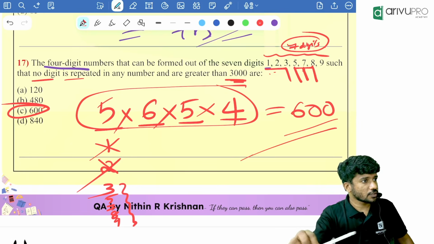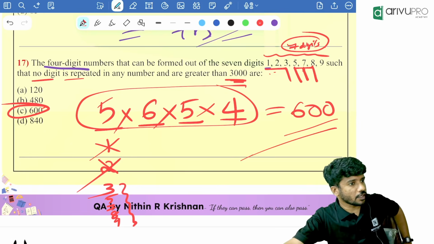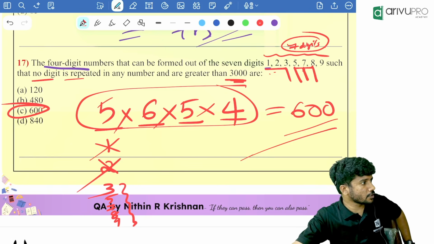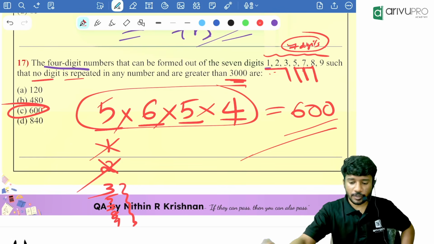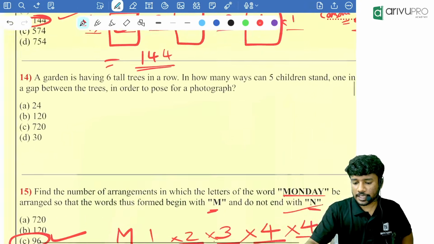So that's how you got it as how many people? 600. Understood, Sugrita? And Soumya, are you getting it? Soumya, you got it? Yes, perfect.